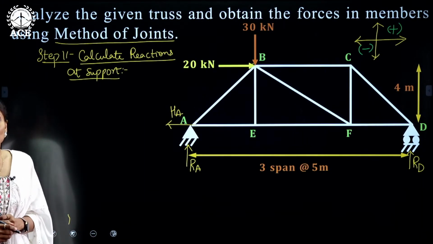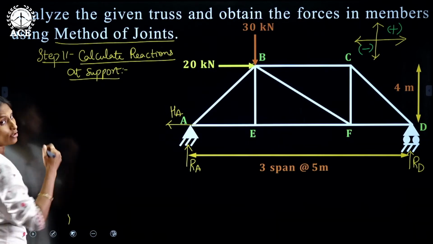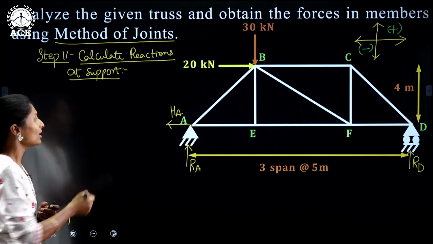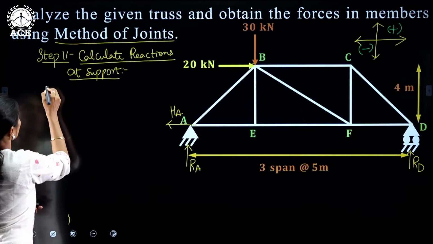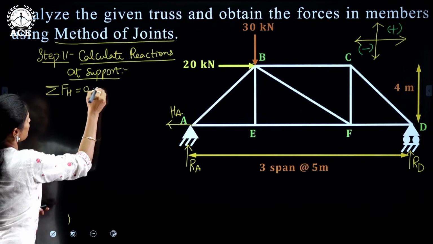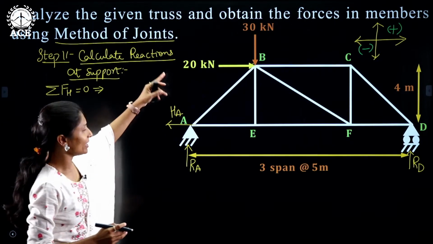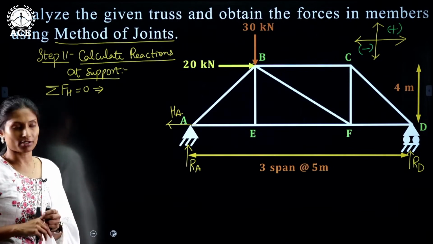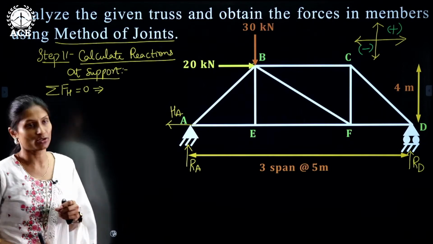Calculate reactions at support. So, first let us consider equilibrium equations. Using equilibrium equations only we are going to solve, right? So, first one is sigma FH equals to 0. If I want to apply this, I have to see how many horizontal forces are there. Only two horizontal forces are there. One is HA and the other one is 20 kilonewtons.